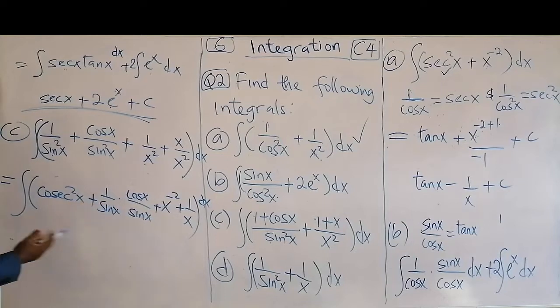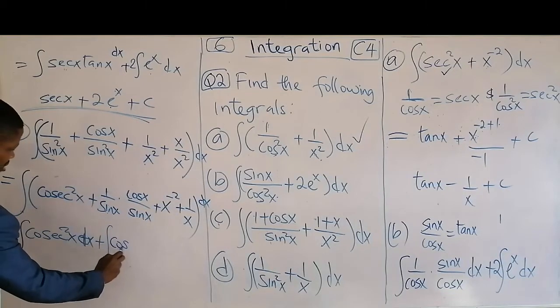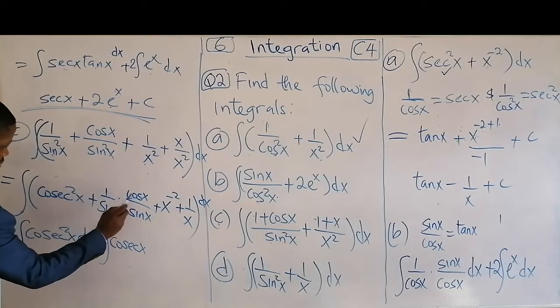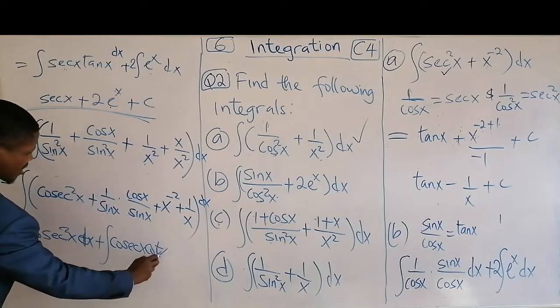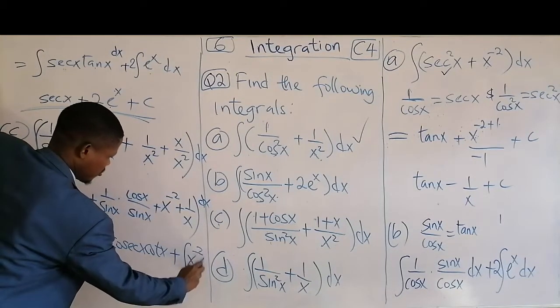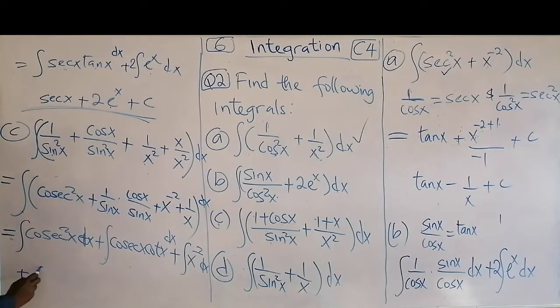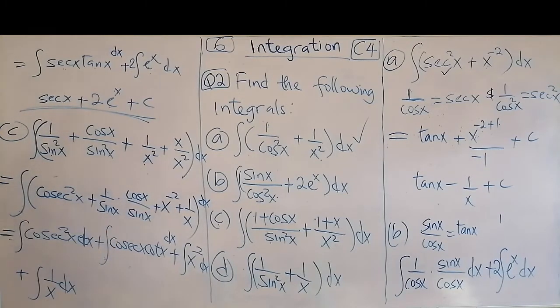If you like, you can now allow the integral to go in. So we now have the integral of cosec square x dx, plus the integral of 1 over sine, which is cosec, times cos over sine, that's cot x, and then plus the integral of x to the power minus 2 dx. Don't forget to put dx after the integral sign, and then plus the integral of 1 over x dx. So it's better to allow the integral to go in.